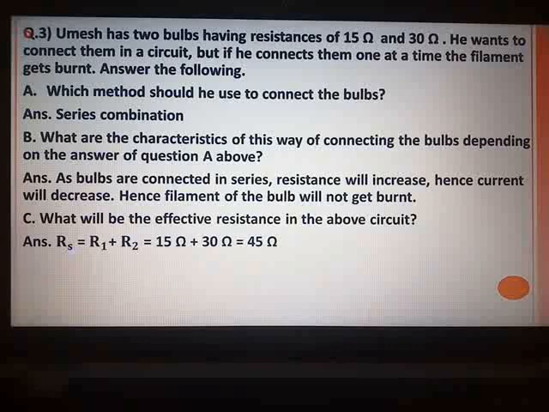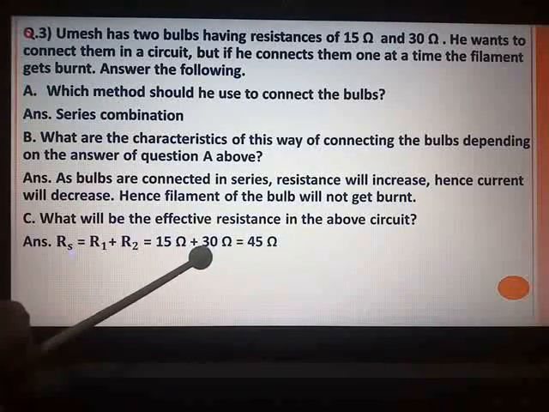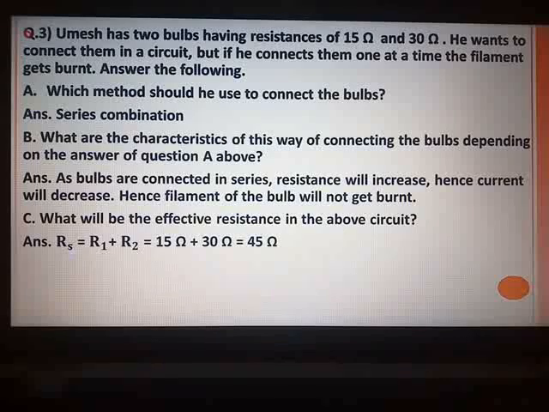What will be the effective resistance in the above circuit? Total resistance. So it is a series combination. So Rs is equal to R1 plus R2. Two resistances are there. Add both the values. 15 ohms plus 30 ohms gives out 45 ohms.